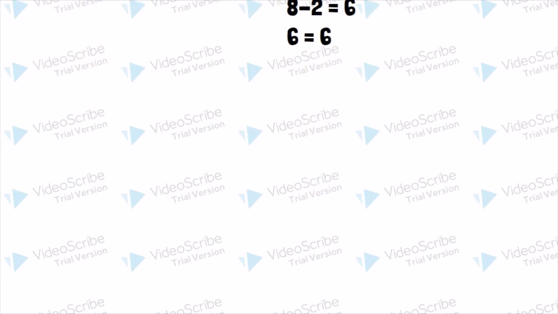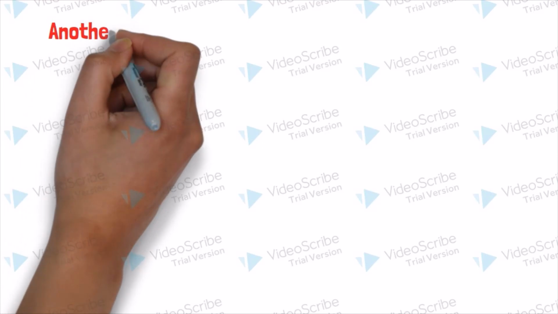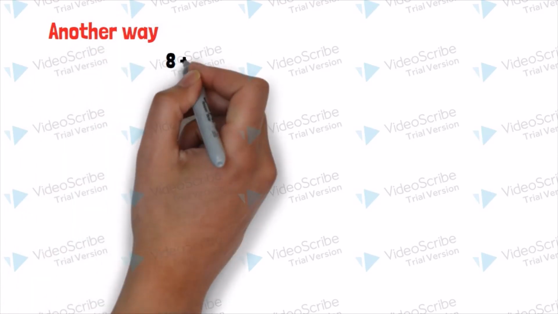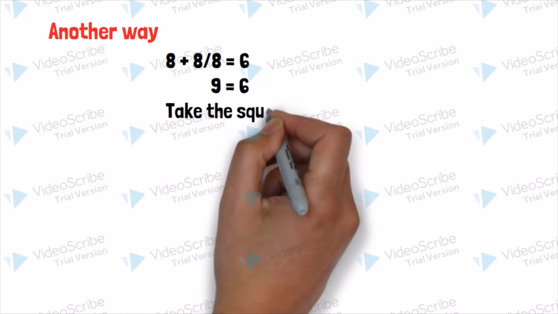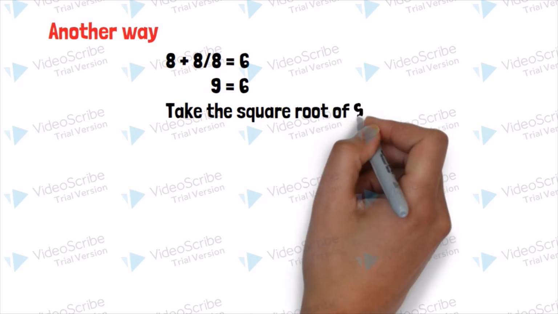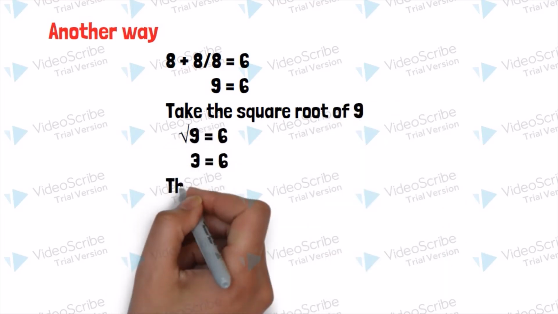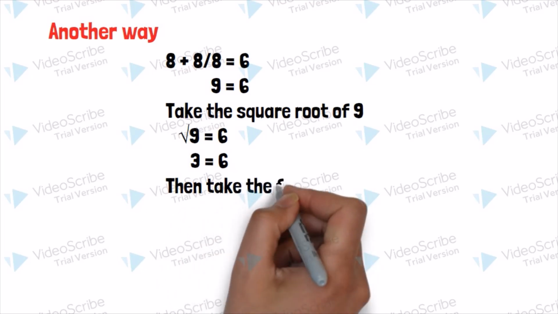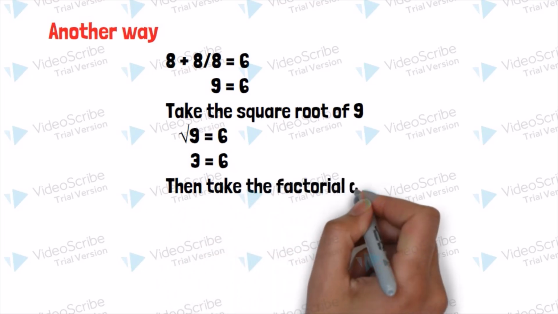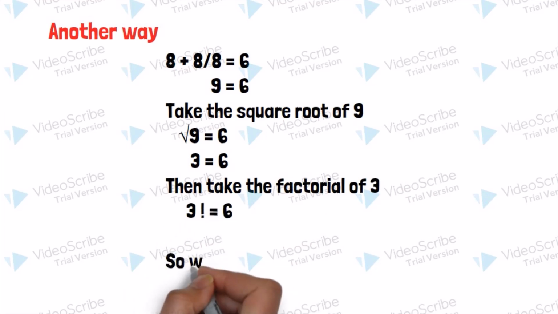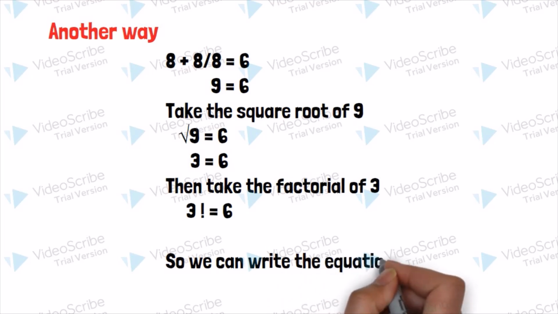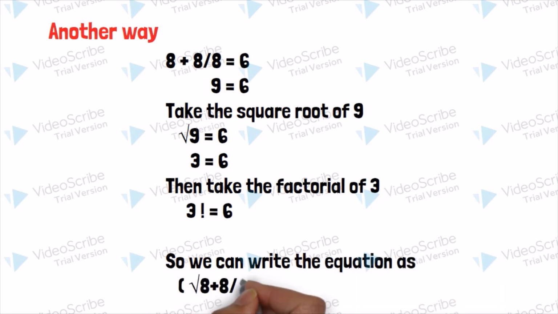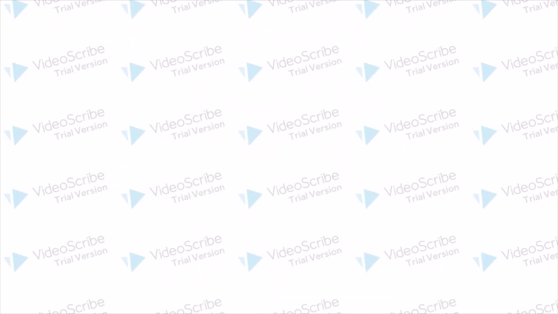Hence proved. And the other way, the simplest way to solve this, we can do 8 plus 8 by 8, which will give you 9. So take the square root of 9, where it gives you 3. Then take the factorial of 3, which is equal to 6, because previously we saw that factorial of 3 equals 6. So we can write the equation as root 8 plus 8 by 8 whole factorial equal to 6.